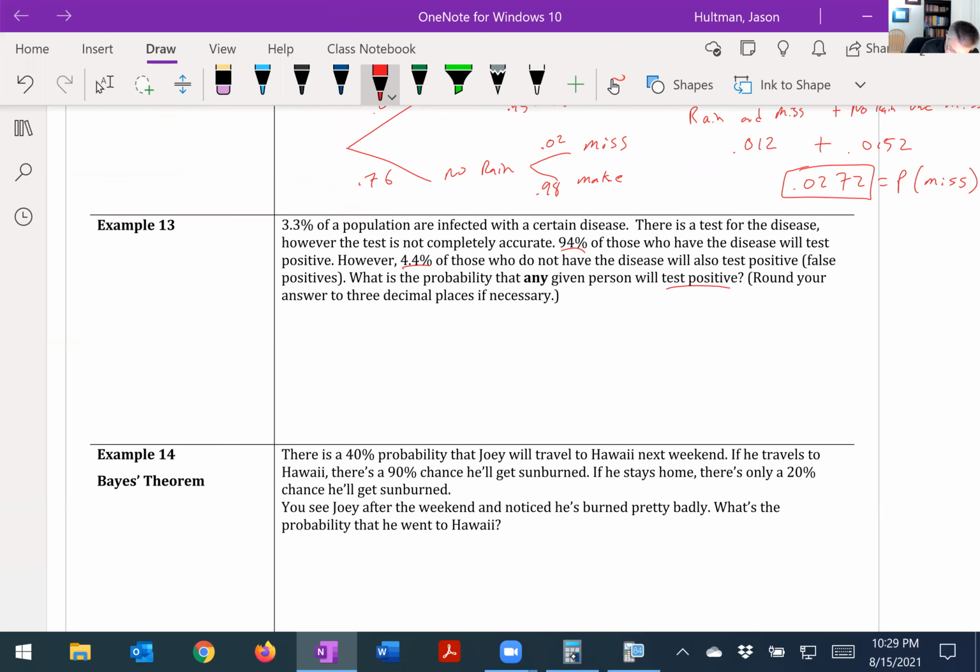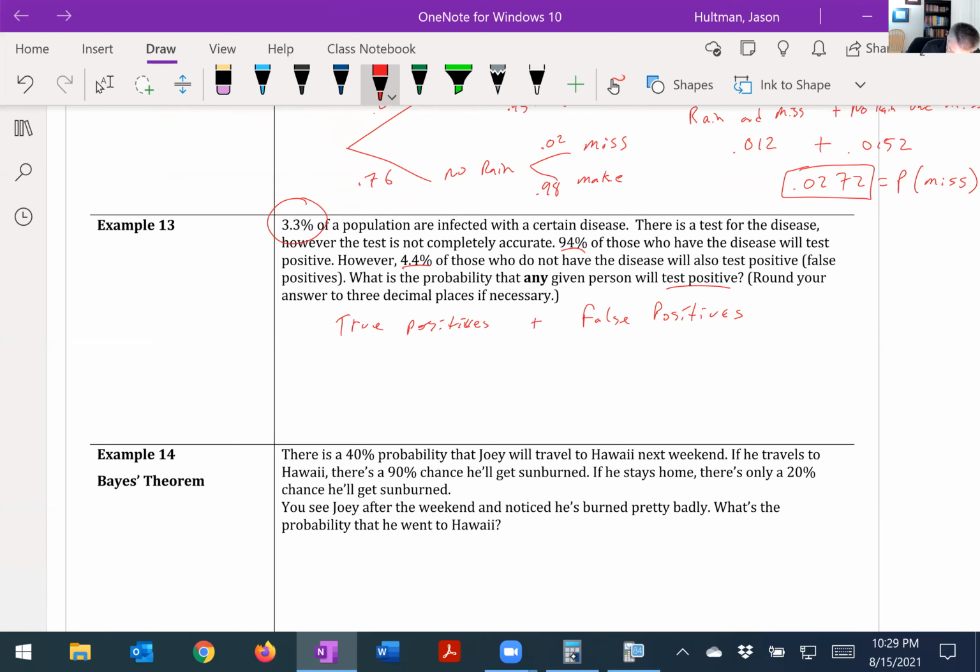So we have to talk about the probability of our true positives plus the probability of our false positives. There is a test for the disease. Okay, 94% of those who have the disease will test positive. So how many people have the disease? Well, 3.3% of the population has the disease.